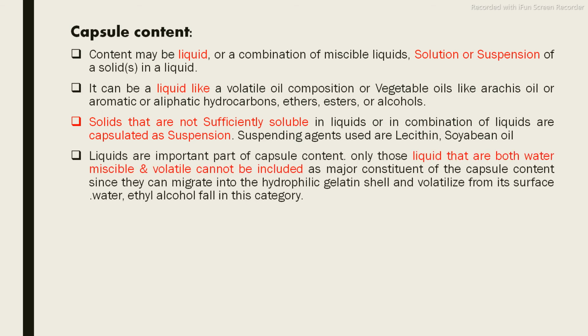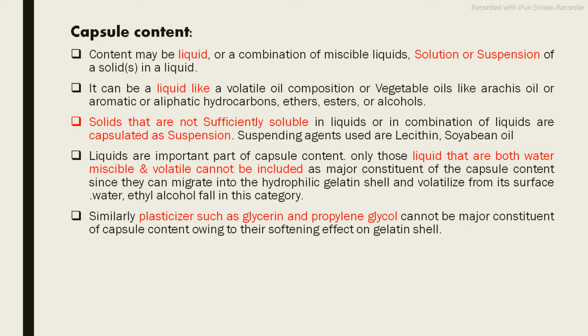And liquids that are both water miscible and volatile cannot be included. We have already discussed this point. Those liquids that are water soluble or volatile cannot be included in soft gelatin capsule manufacturing, because if your liquids are volatile or water miscible in nature, they will directly dissolve your soft gelatin shell, and after some time your soft gelatin capsule will get completely dissolved before administering to the patient. So that's why liquids that are water soluble or volatile in nature cannot be included. Volatile liquids we can consider, but they must be water immiscible. If it is not miscible in water, then you can consider the volatile liquids.